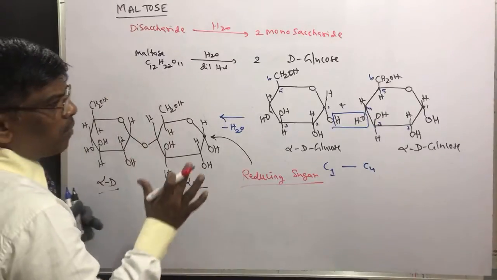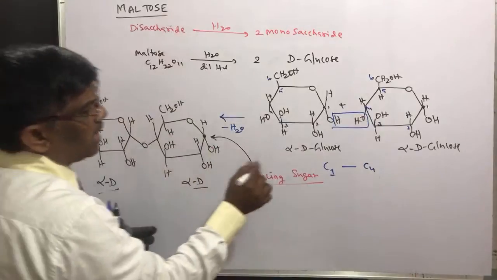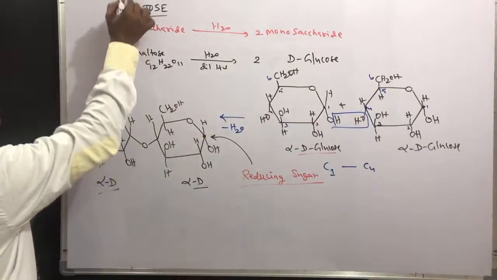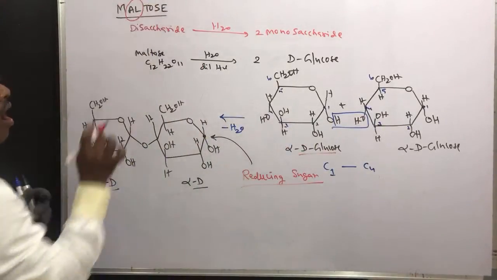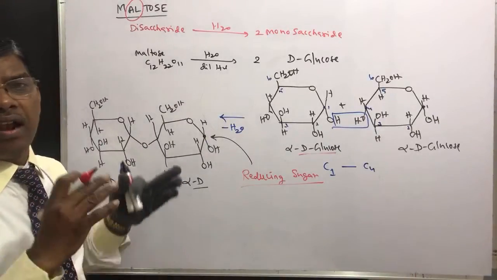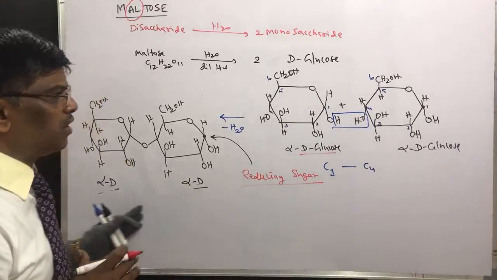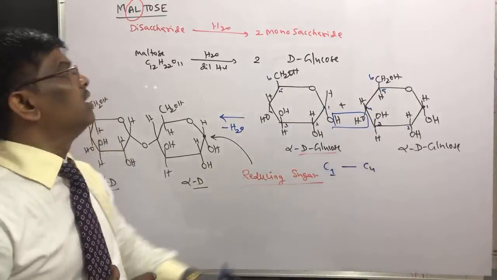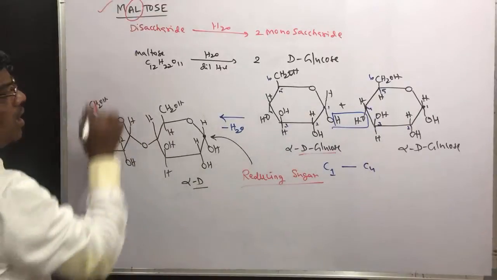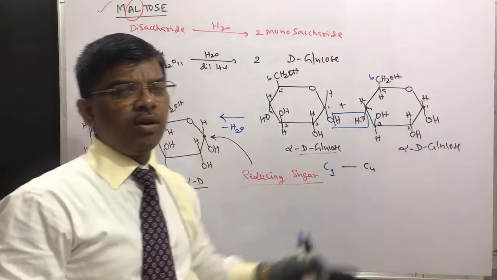And to remember, the units inside maltose are D glucose. You can remember it like this: all same. What is same? D glucose, alpha D glucose. It is going to be the same molecule. This is how maltose is an alpha D glucose dimer, a disaccharide of alpha D glucose.